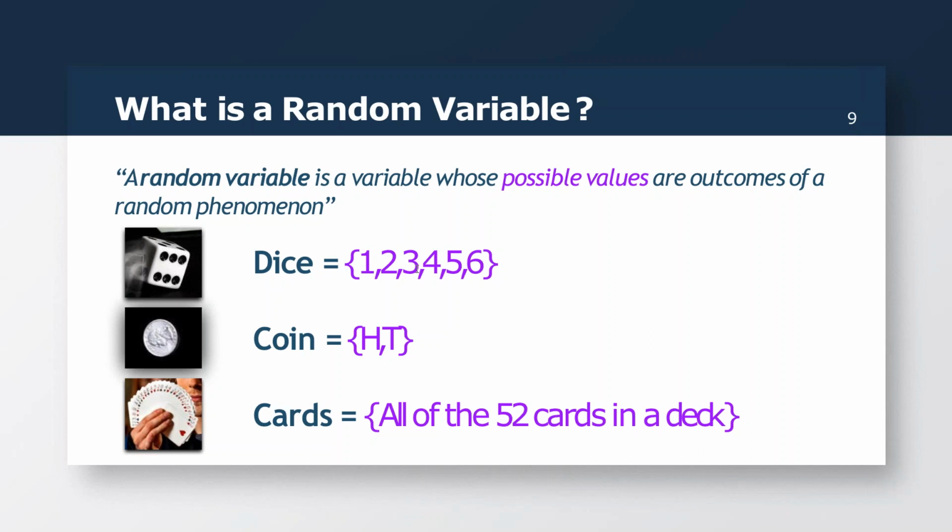So, even though these are numbers, they're actually like categories, right? Either you get 1 or 2 or 3 or 4 or 5 or 6.